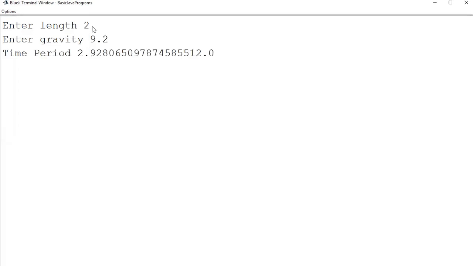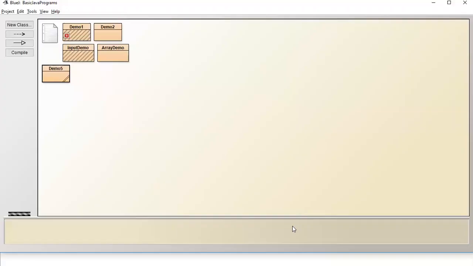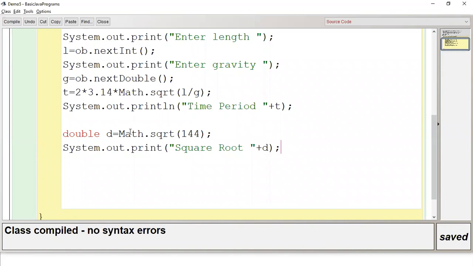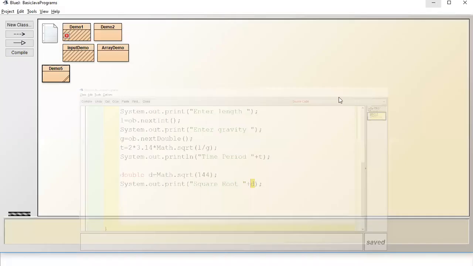Okay, now what about the square root part? Just a moment. Let me check what is happening actually. Okay, now you can see this is basically the square root I am generating, and the math.sqrt returns the double type of value. So the double type of value will be stored in D, and I am printing D simply here. Okay, fine. Now we can move to the next question.